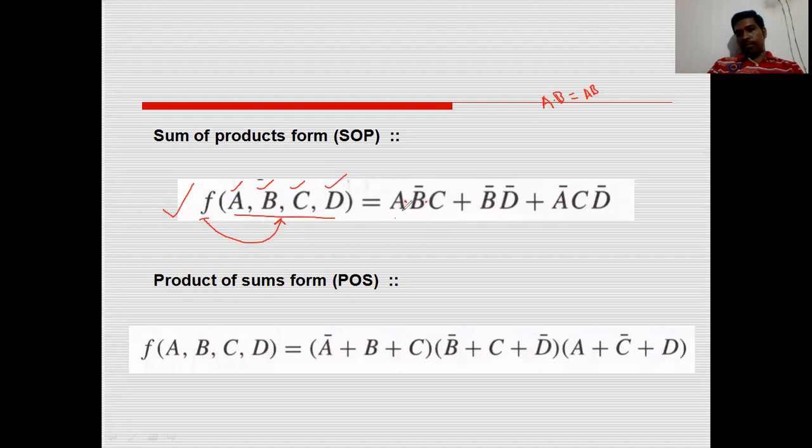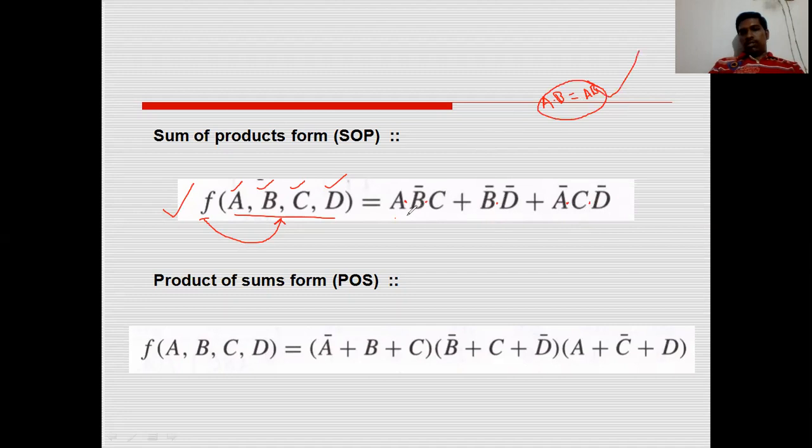Likewise, a b bar c means a into b bar into c, plus b bar d bar means b bar into d bar. Here a bar c d bar means a bar into c into d bar. I am placing dots between them, but whether the dot is present or not is not considered. So please make a note of this: a into b can be written as ab in general.